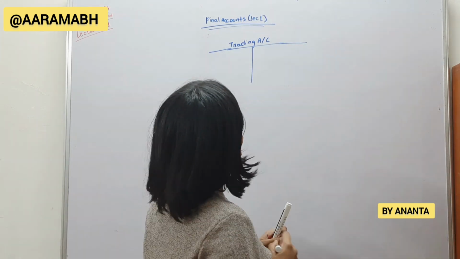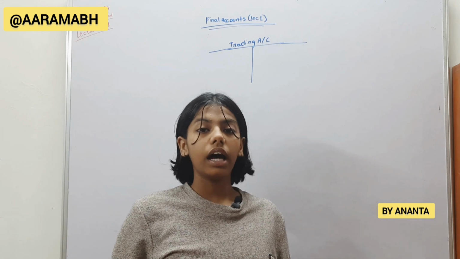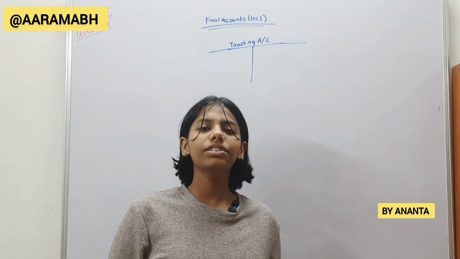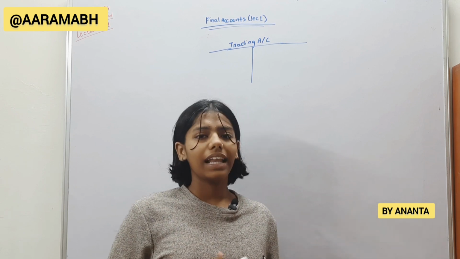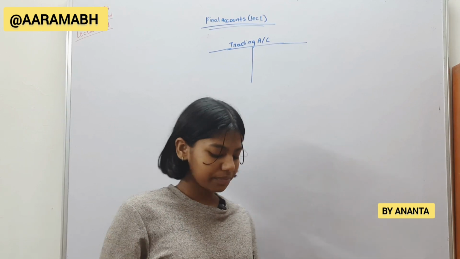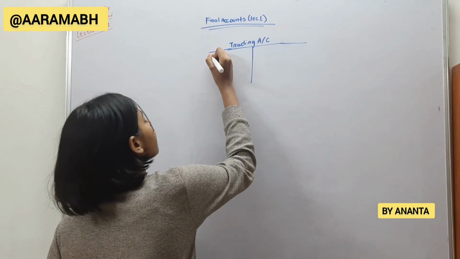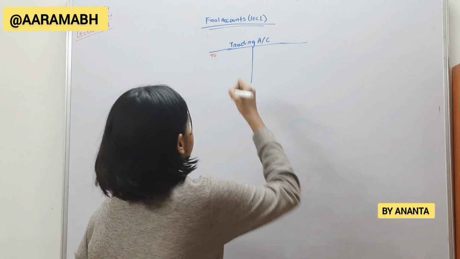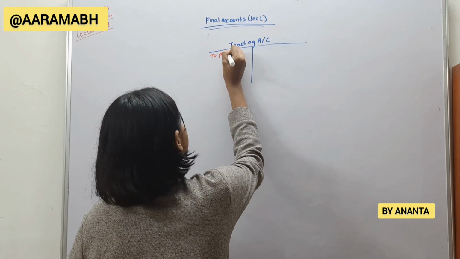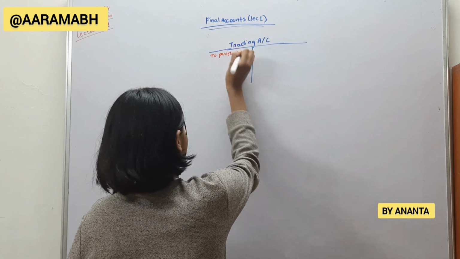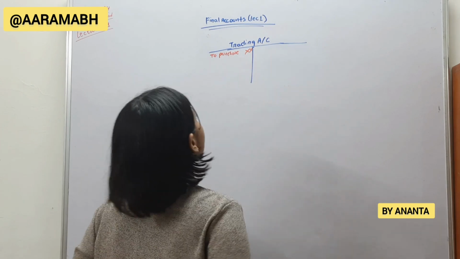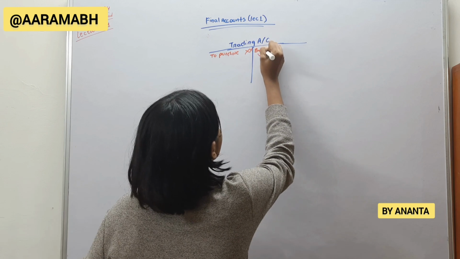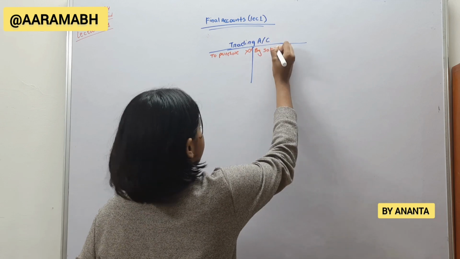Before I start posting the items, in the trading account we post all our expenses and incomes related to our manufacturing, like our purchases and sales. If we purchased goods for manufacturing, we'll post it on the debit side to purchases. And if there were sales, we'll post it on this side.